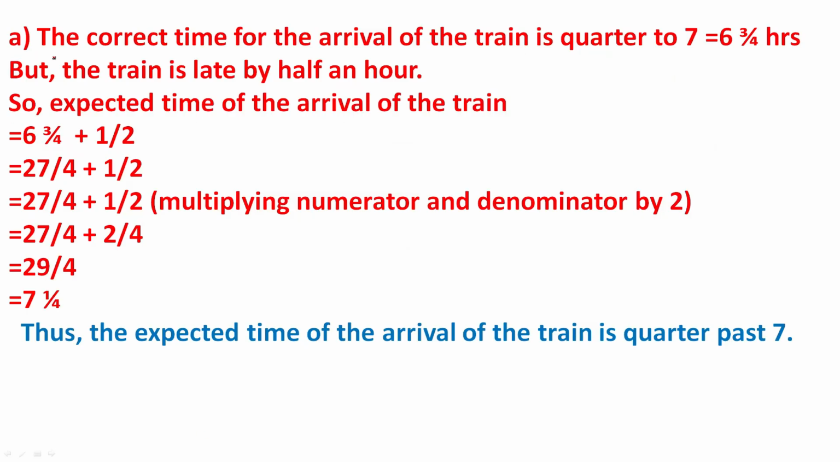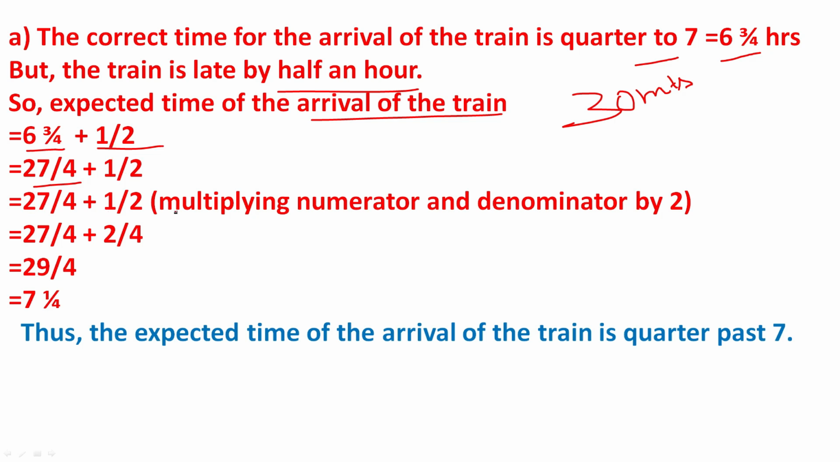Now let us discuss the answer. The correct time for the arrival of the train is 6:45, that is 6 hours 45 minutes. The train is late by half an hour. Half an hour means 30 minutes late. So the expected time of arrival of the train is the actual time 6 3/4, that is 6:45, plus half an hour late. When you simplify, 6 fours are 24 plus 3, 27/4, plus half.